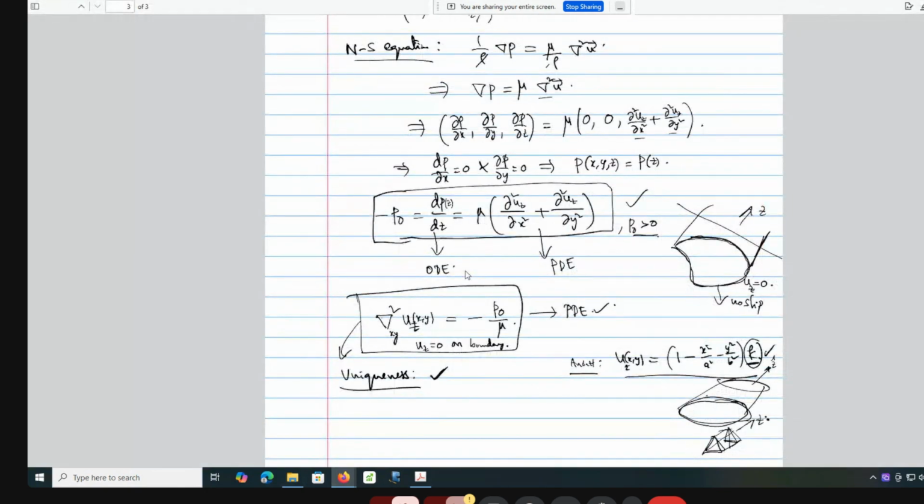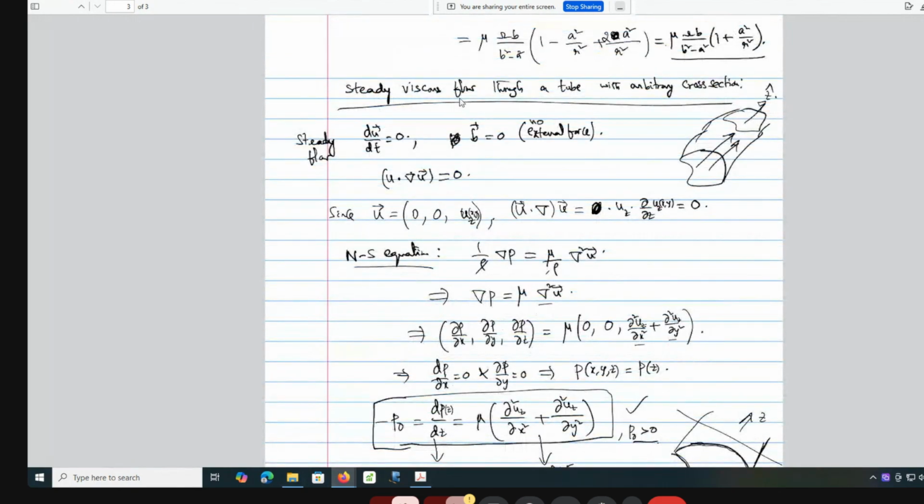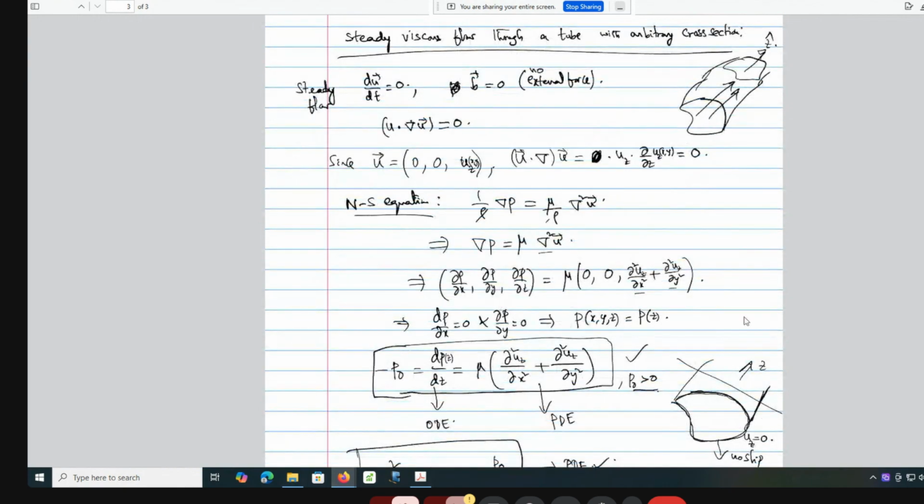Lecture 38, the Navier-Stokes equation we have considered. This corresponds to steady viscous flow through a tube with arbitrary cross section. Steady, so the left hand side is 0. Then Navier-Stokes becomes this one. Once you equate these coefficients, P is only a function of Z, and the right hand side is a function of X and Y, UZ.